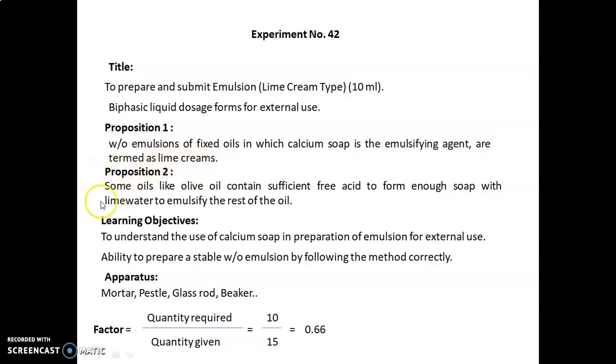And proposition 2, some oils like olive oil contain sufficient free acid to form enough soap with the lime water to emulsify the rest of the oil.